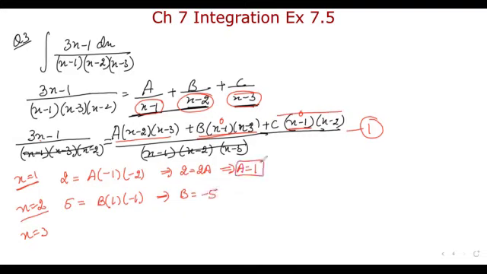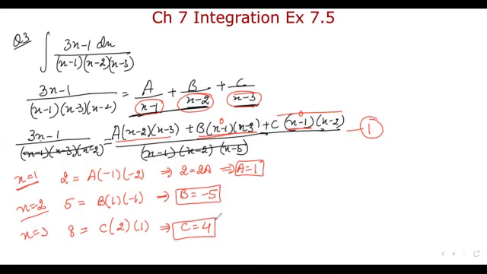So I got a, I got b, then I will find out c. I put x equals 3. 9 minus 1 is 8. If I put x as 3, the value with a becomes 0. The value with b will become 0, and the value with c, it will be 3 minus 1, 2, and 3 minus 2, 1. So the value of c comes out to be 4. So I got all 3 values.